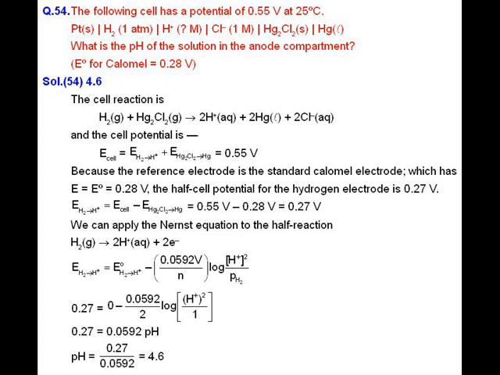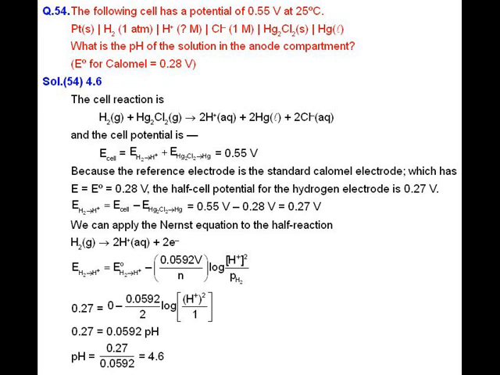So coming to the solution part, first of all we will write down the cell reaction, and we can easily see that the cell potential is given as the half cell potential of hydrogen plus the half cell potential of calomel electrode, and the sum is 0.55 volt. We know that the potential of calomel is 0.28, so the half cell potential of hydrogen electrode will be 0.27. Now we have to find out the concentration of H plus.